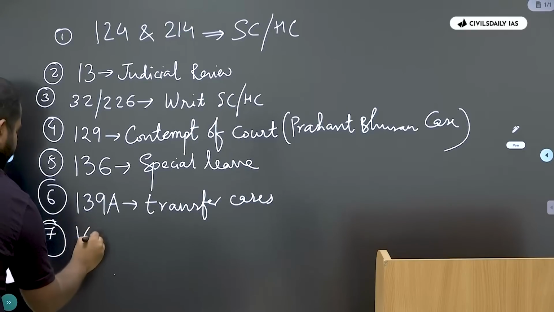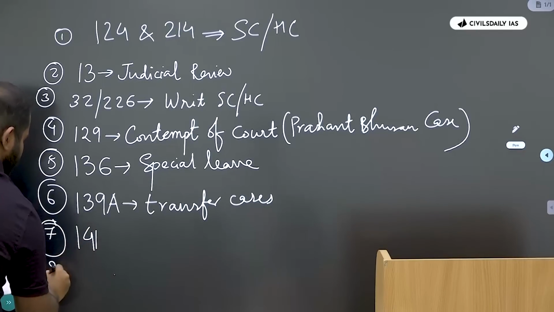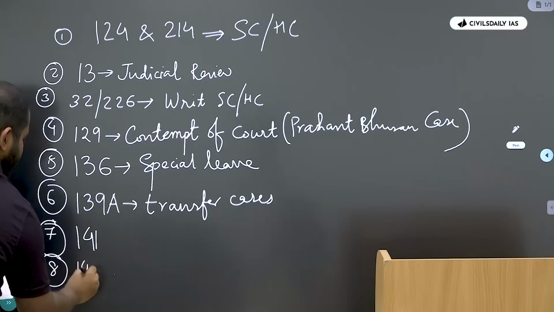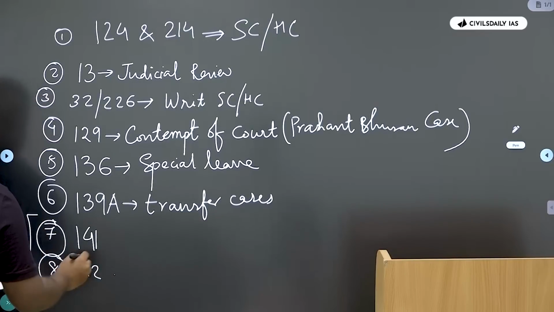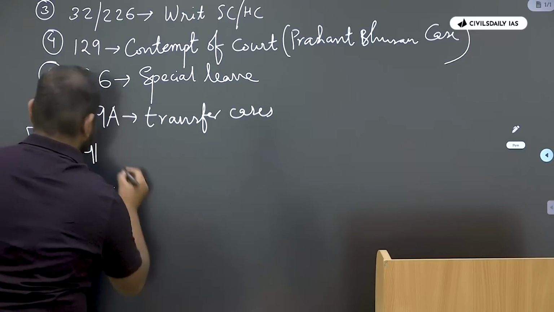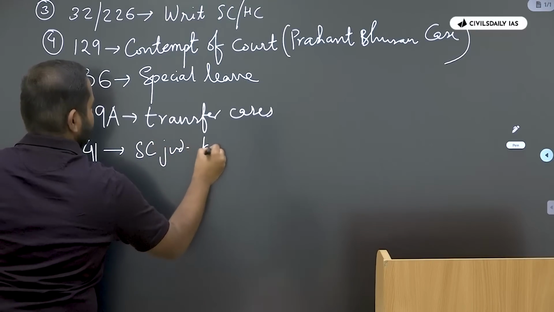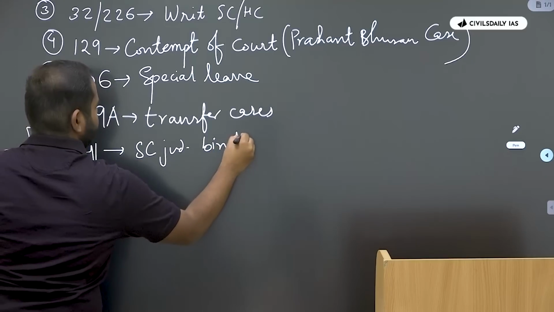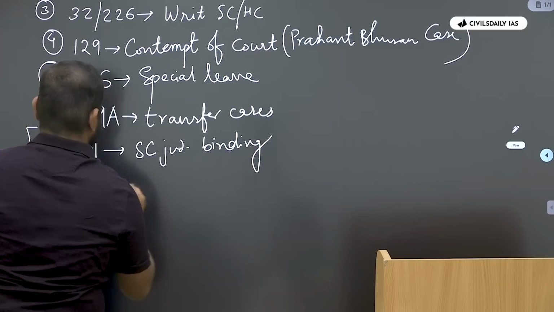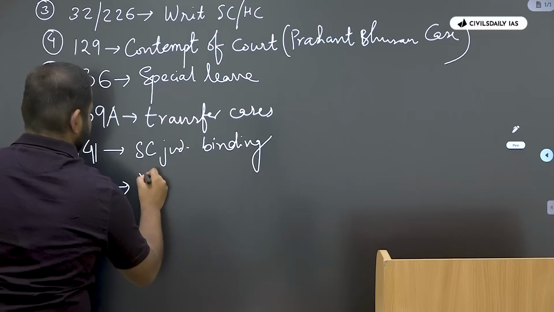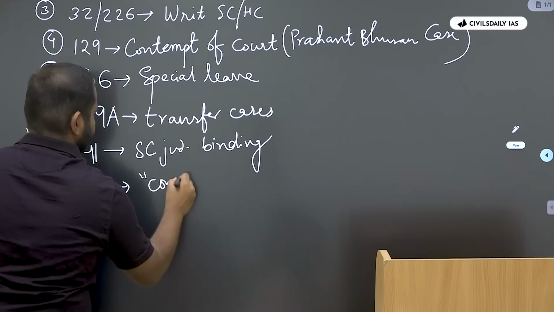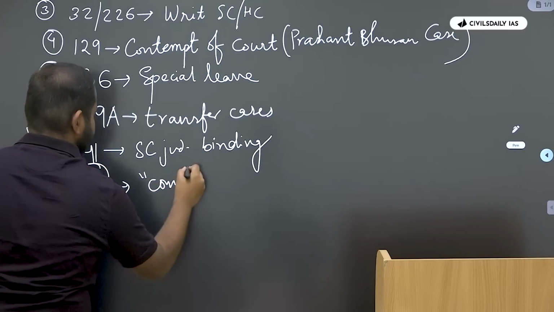Two important ones, 141 and 142. Very, very important ones which you can quote in a lot of places. 141 says the Supreme Court judgment is binding on all courts. And 142 is complete justice. Very important, 142 at least.